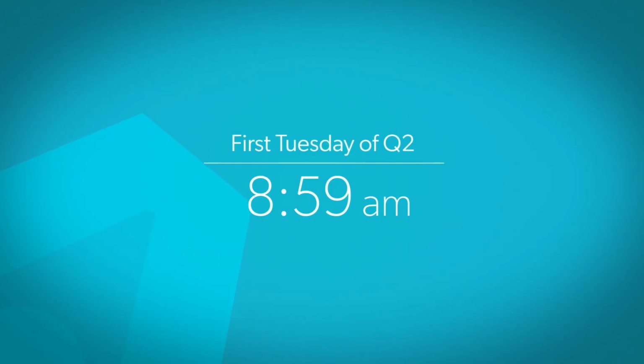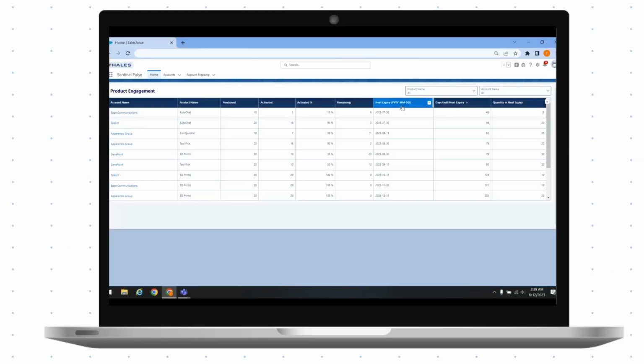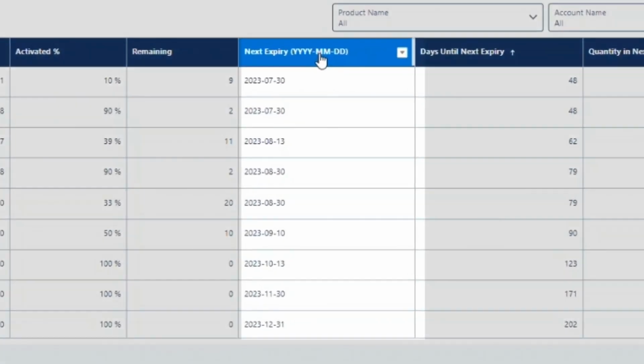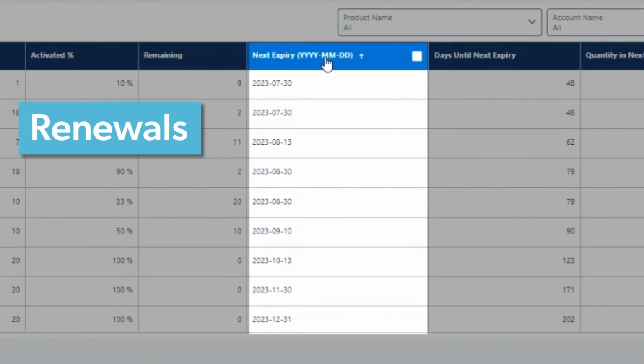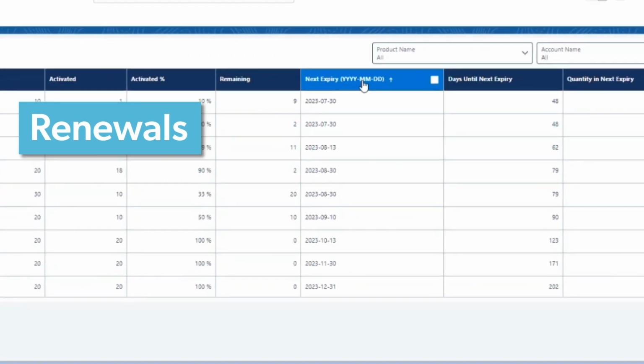It's the first Tuesday of Q2, 9 a.m. You log into Salesforce to review which accounts have subscriptions about to expire. It's an easy way to prioritize renewal opportunities. From here, you can dig deeper into each account.